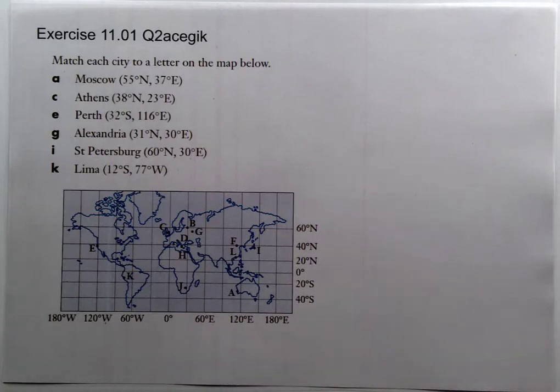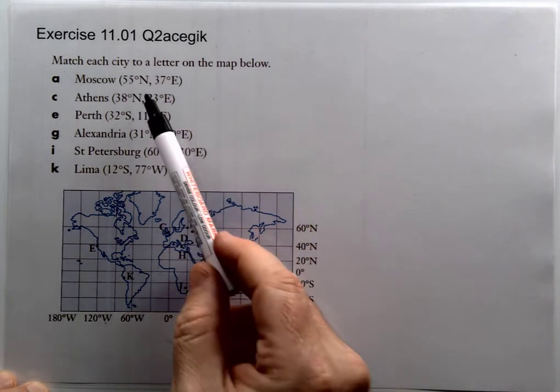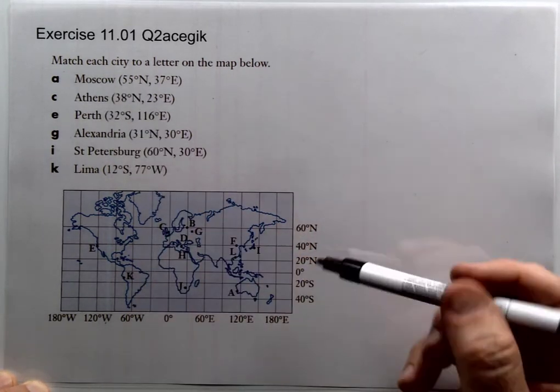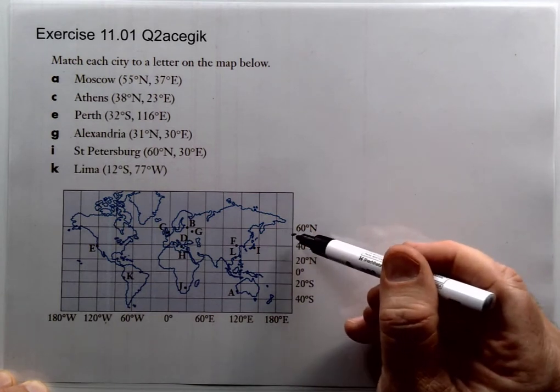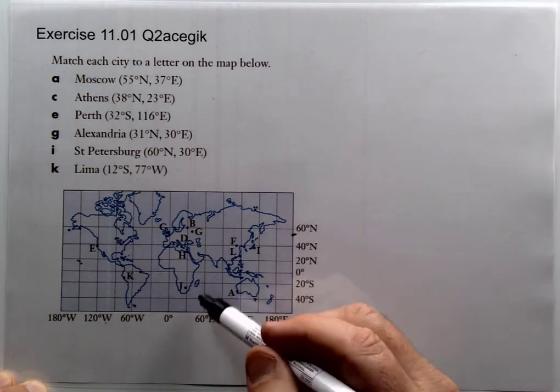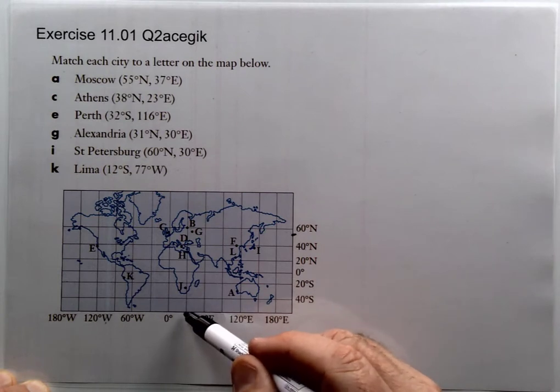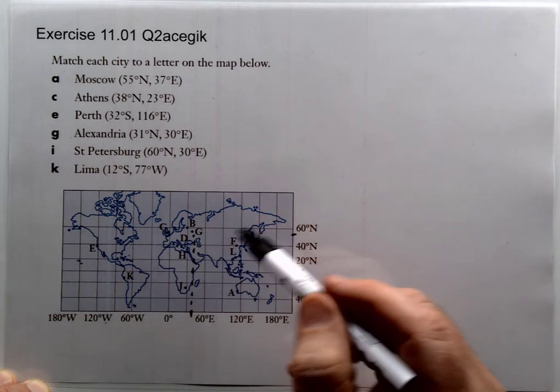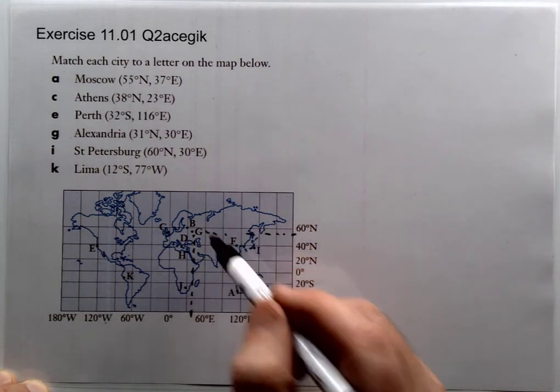Okay, a simple matter of matching each of these letters to the different latitude and longitude. So to find Moscow, we need to go 55 degrees to the north, which is sort of going to be about that height, and 37 degrees east. So there's 30 degrees about here. So if you match those two up there, you're going to get to G there.